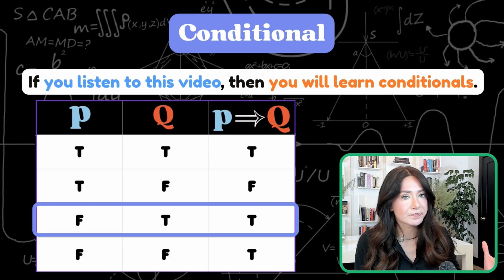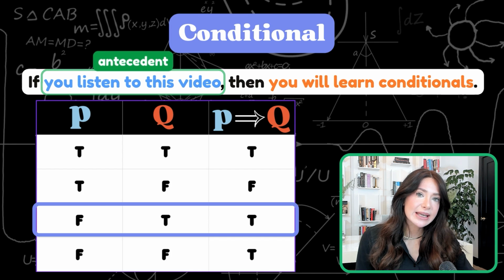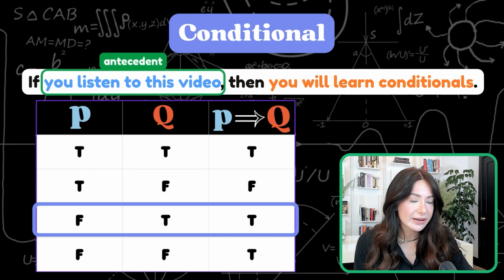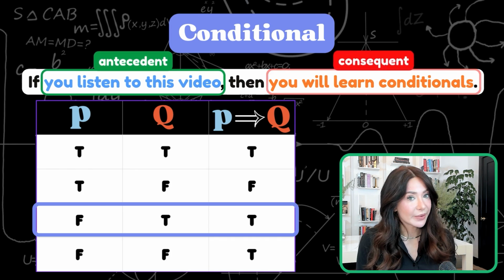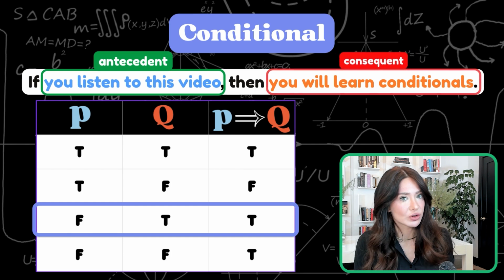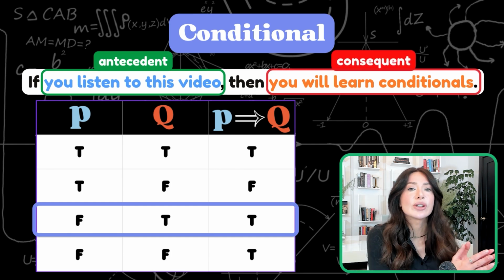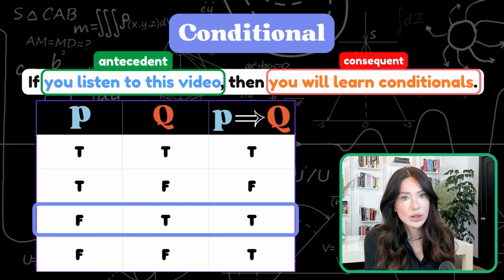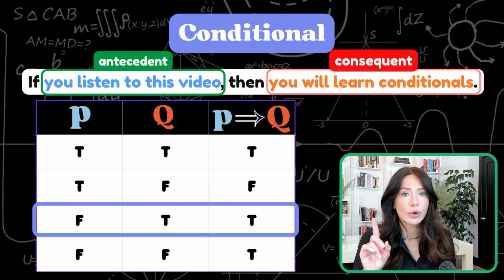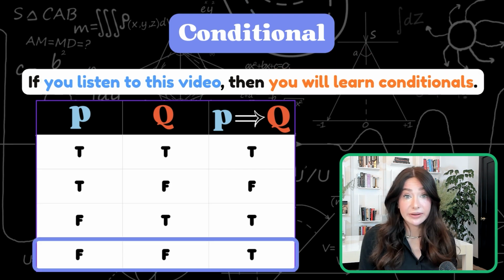We didn't say that. So notice that if the antecedent doesn't happen, the consequent can still happen in conditionals. That means that the antecedent is not necessary. It's just sufficient for the consequent. More on that later. Now the fourth line.